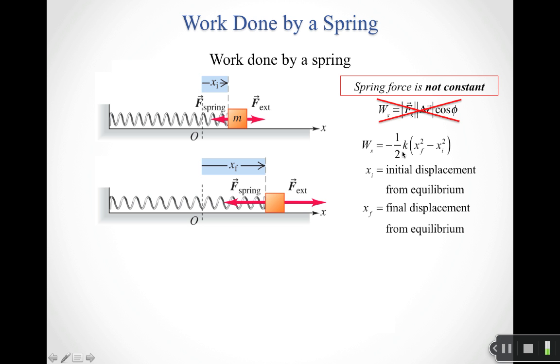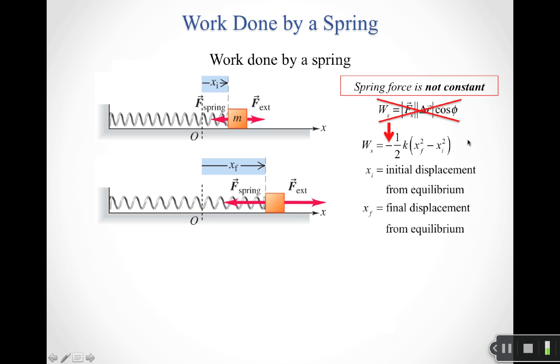So here's a negative sign out front, 1/2, again there's k, my spring constant, and now this is the final displacement from equilibrium squared minus the initial displacement from equilibrium squared. So if this was, in my picture, my initial displacement from equilibrium, and then I move the spring out further, so here's my final displacement from equilibrium, I could plug in those two values, square them both, and calculate the work done by the spring. Now again, one thing that we can't forget is sitting right there.